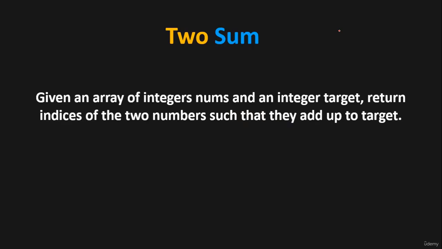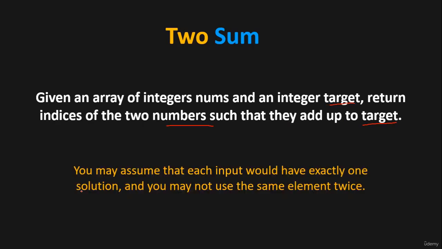Now we're going to solve this problem, two sum. Given an array of integers nums and an integer target, return indices of the two numbers such that they add up to target. You may assume that each input would have exactly one solution and you may not use the same element twice. This is the constraint.